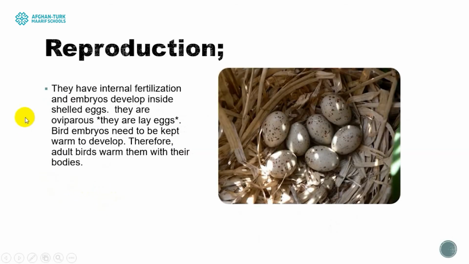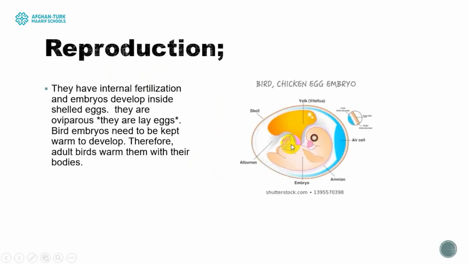About reproduction, we can say that they have internal fertilization. It means the male has to fertilize the female internally, and fertilization happens inside the female body, and the female body can produce eggs, and they are laying eggs. After this, inside that egg, the embryo or offspring develops, and then they can hatch the egg and come out as a new member of the class.